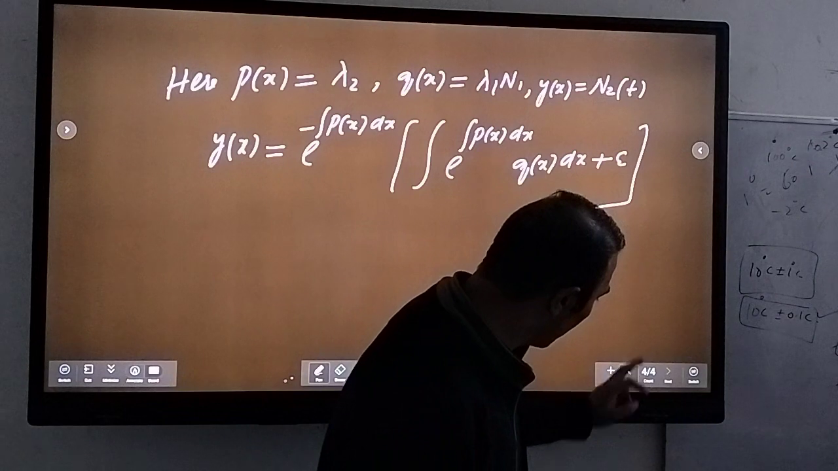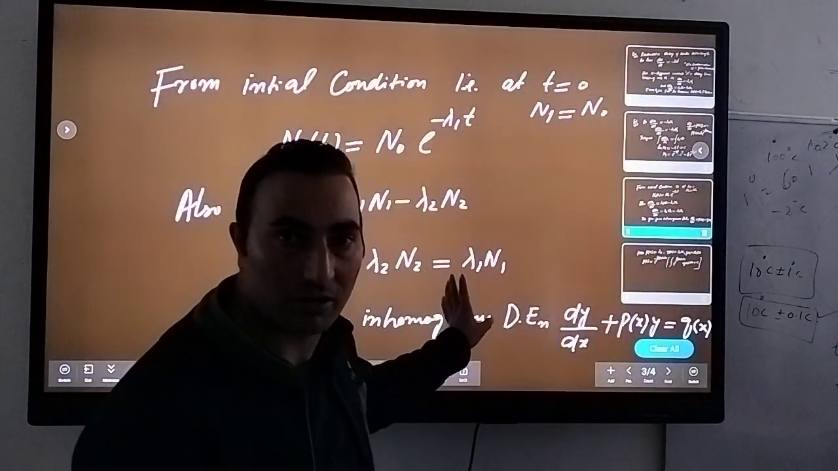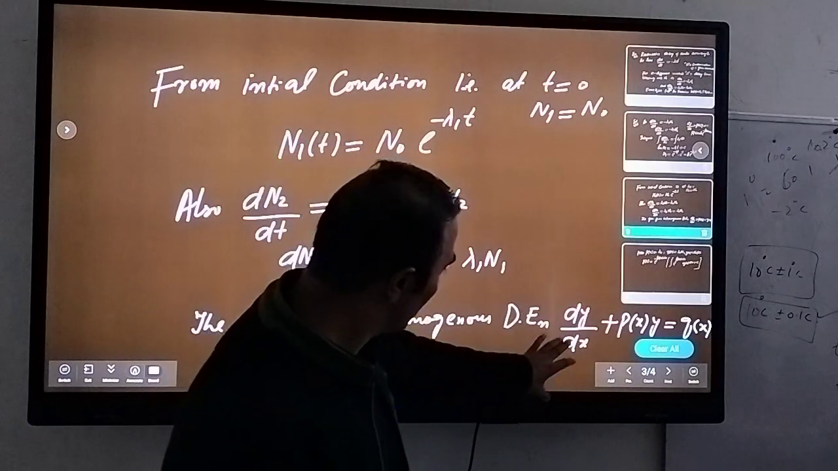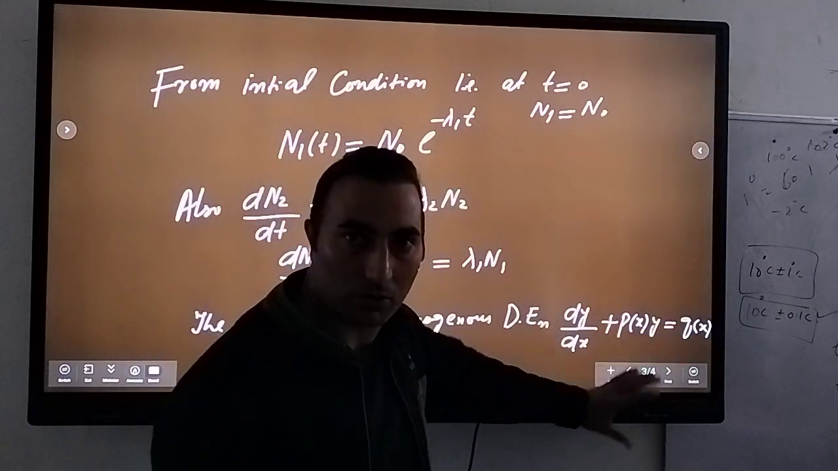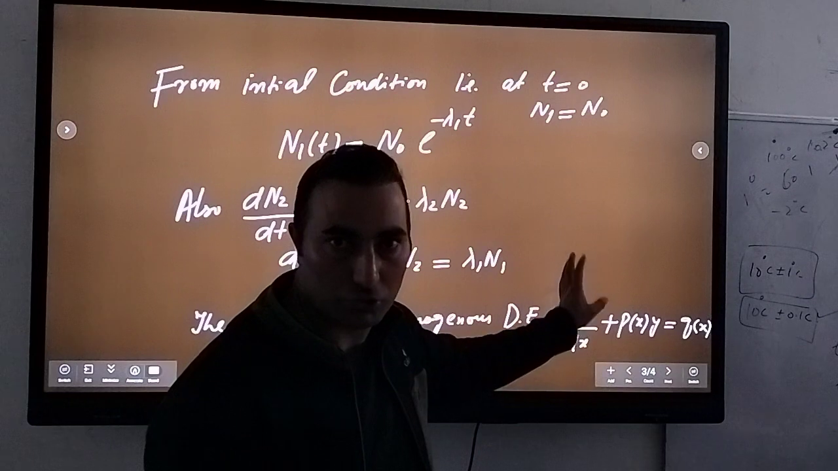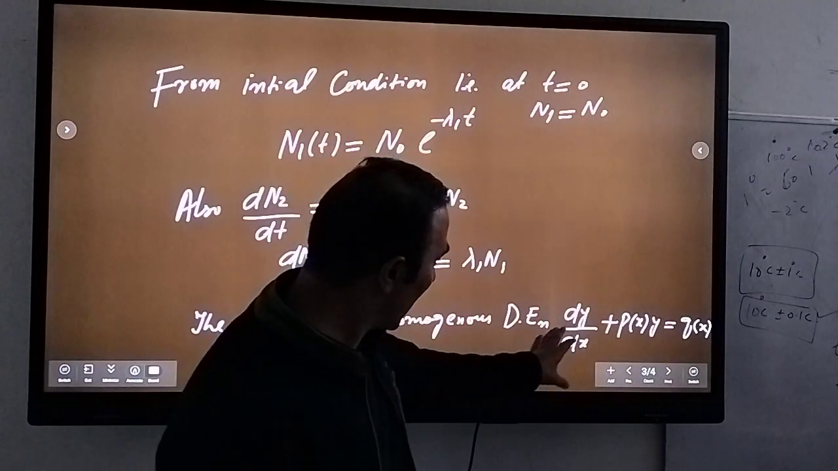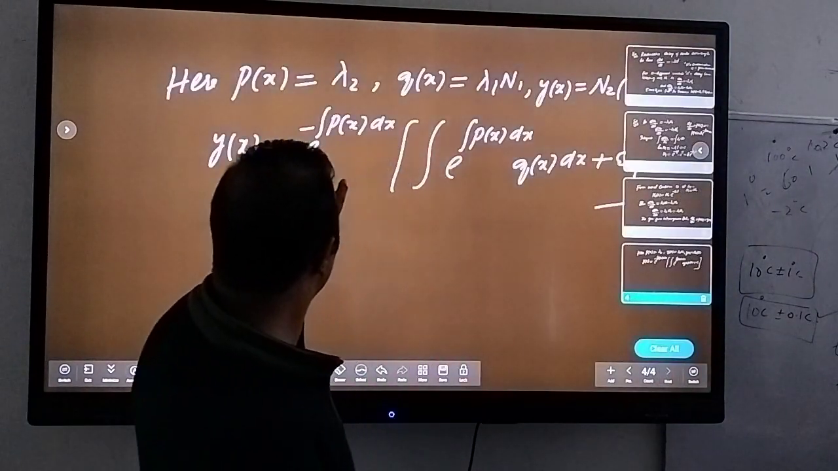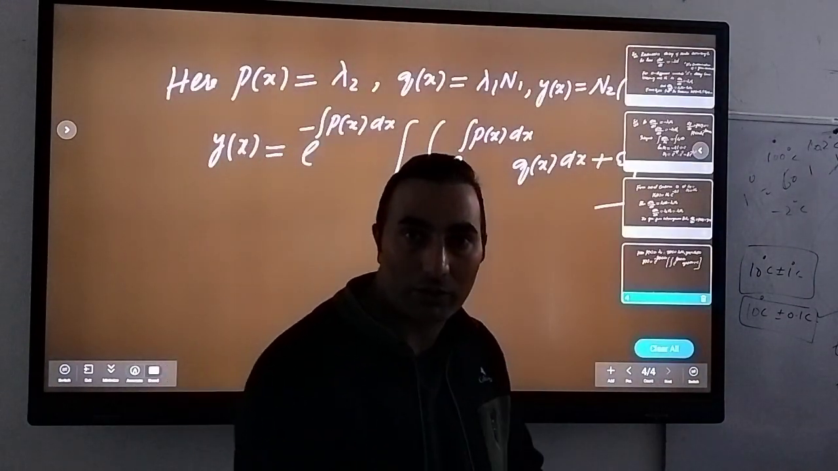So that means we already know that our differential equation here is dn2 by dt plus lambda 2 n2 equal to lambda 1 n1. So it is of the same form. This differential equation is inhomogeneous again, and the solution will be of this form. But we already know when we compare them.